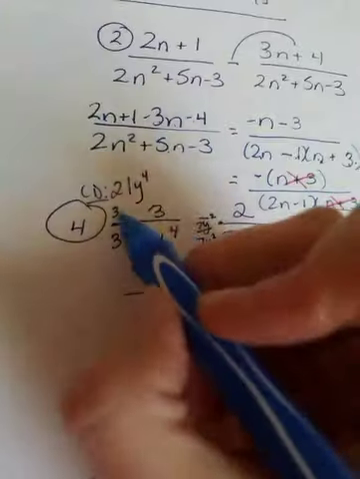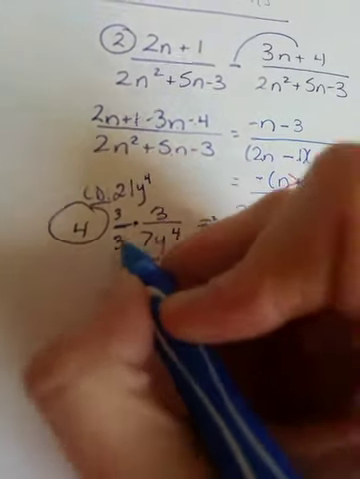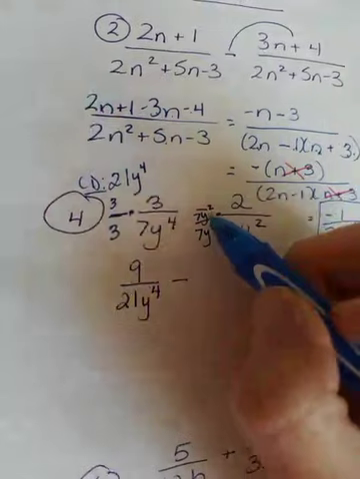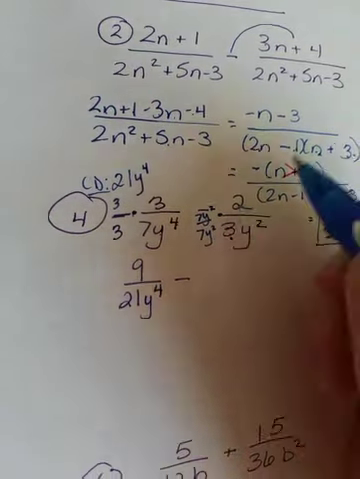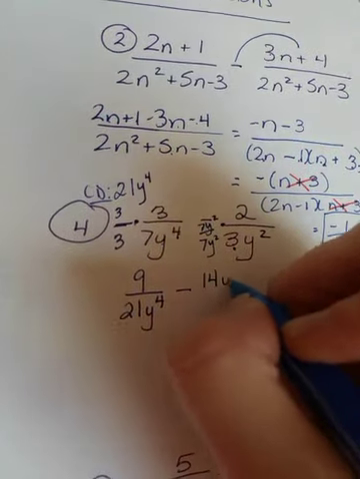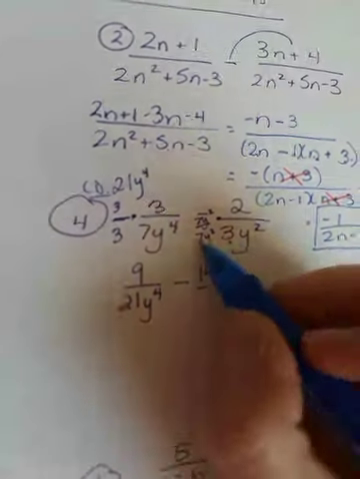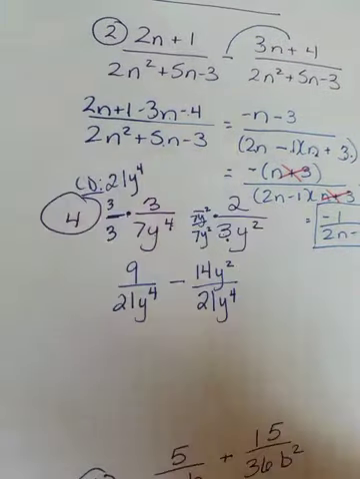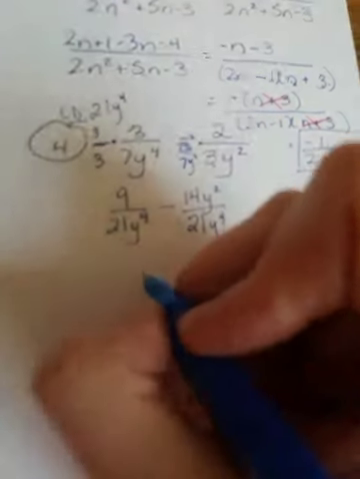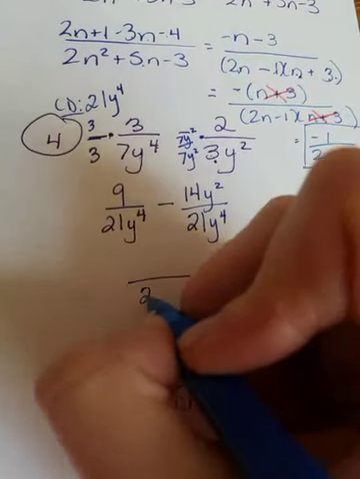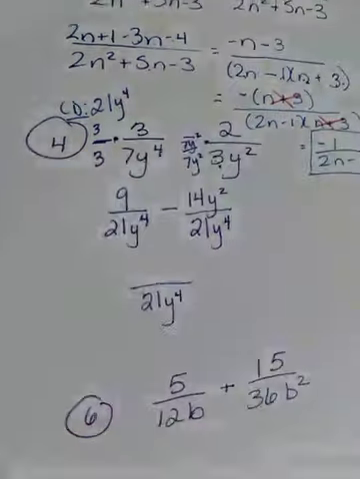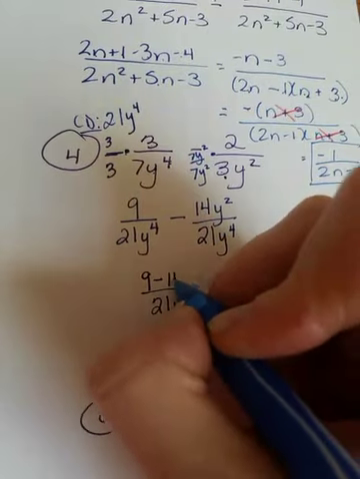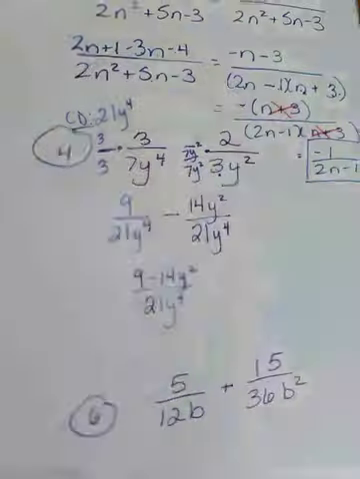Now you multiply. 3 times 3 is 9. 3 times 7 is 21y to the fourth, minus 7y squared times 2. That's going to be a 14y squared. 7 times 3 is 21. Y squared times y squared is y to the fourth. Phew, the denominators match like they should. So let's write down our denominator, 21y to the fourth. Our numerator is 9 minus 14y squared.